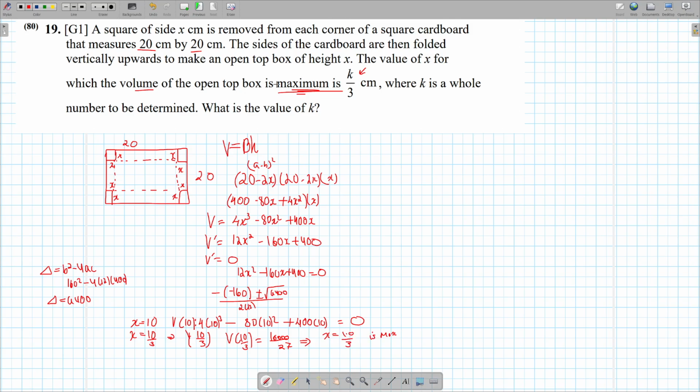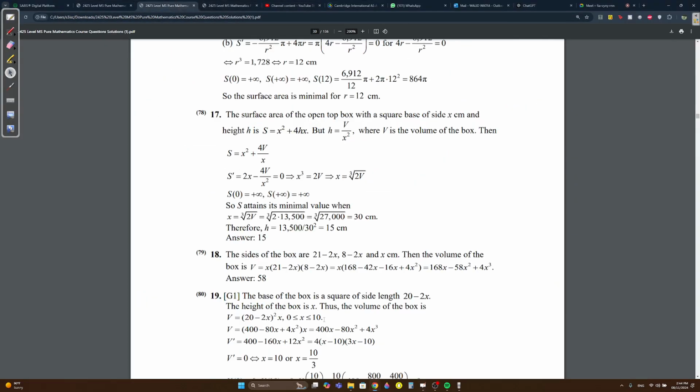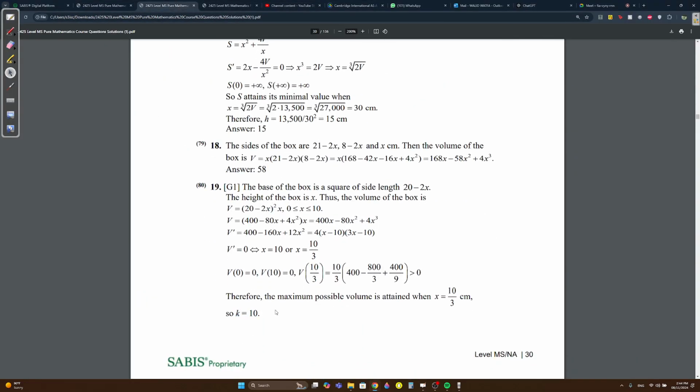Okay, and they're asking what's the value of k? It's k over 3, so k should be equal to 10. Okay, let's see. k equals 10.